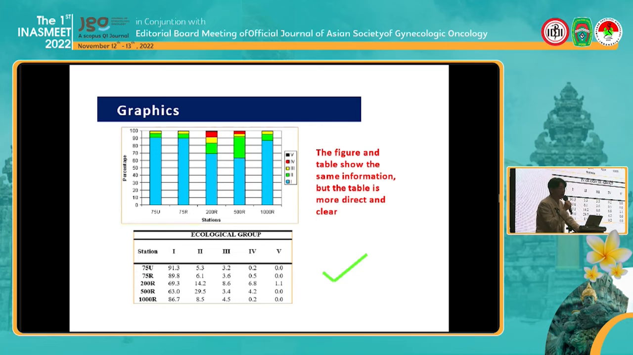This is one example. You can see both a figure and a table. The figure above and the table below show the same information, but the table is more direct and clear. So in this case, it is better to choose the table rather than a figure.